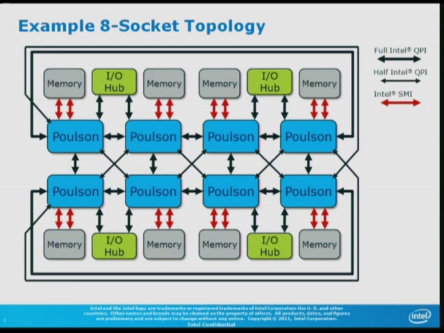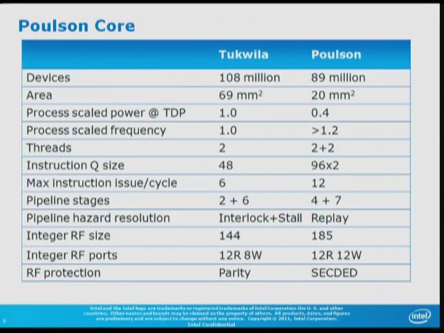So this is just a quick example of how you would build a glueless 8-socket Poulson system. This basically allows you to interconnect 64 Poulson cores without the need of any OEM glue logic. So drilling down into the Poulson Core, this slide compares the Poulson Core to the Tukwila Core. With roughly the same number of devices, it takes up less than a third of the area.